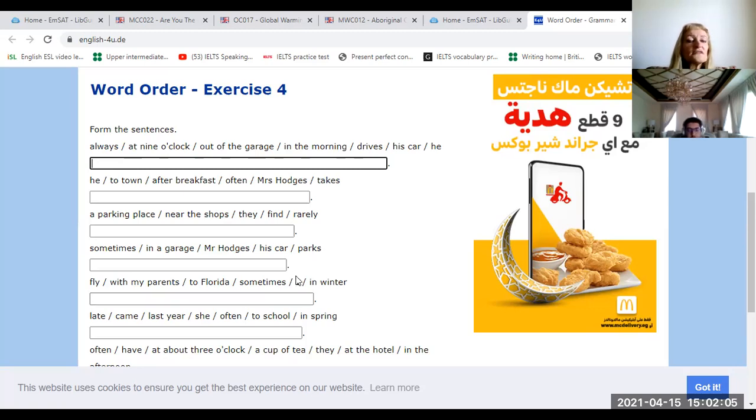It would be I, wouldn't it? I think I. And then we can use I sometimes. We can say I sometimes. Yeah. I sometimes fly with my parents to Florida in winter. In winter, yeah, that's great.